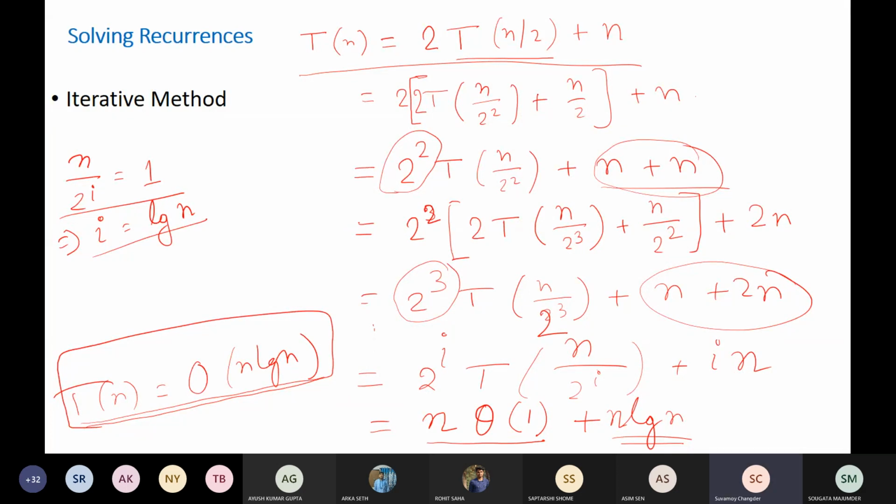Right. So till now, what have we studied? We have studied the substitution method and the iterative method. Do you have any query up to this?